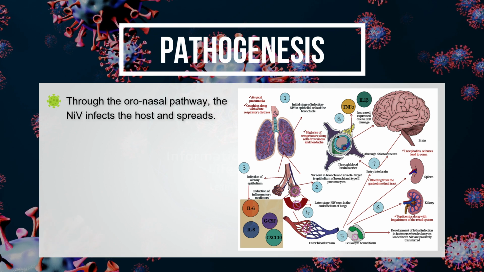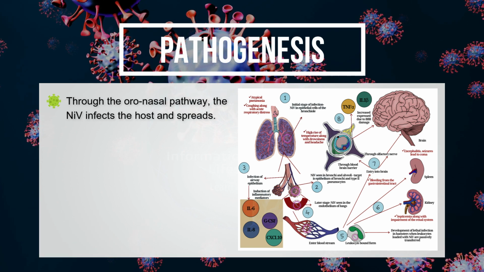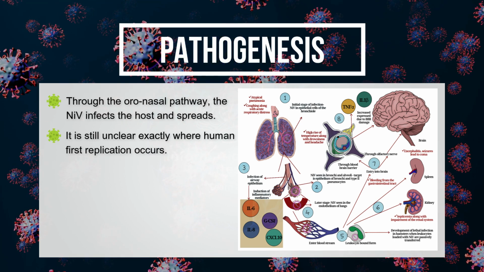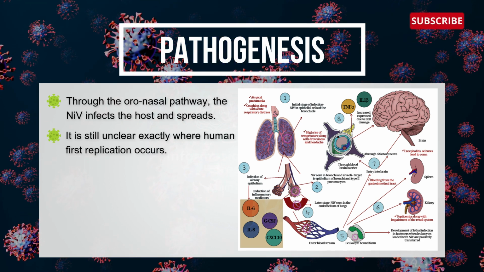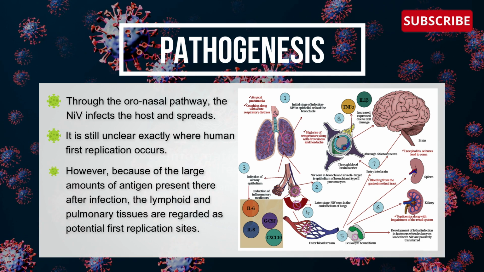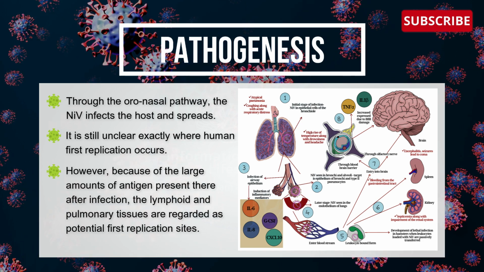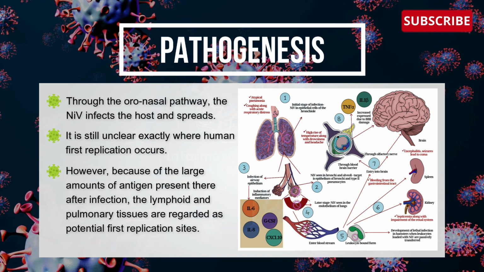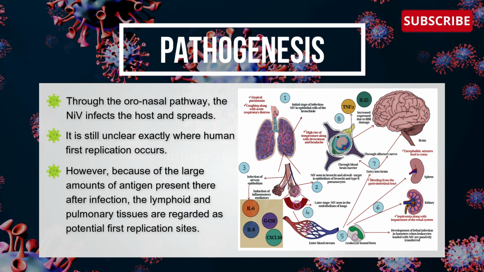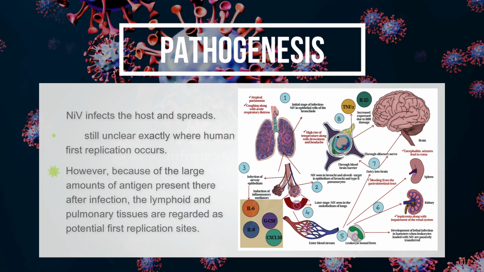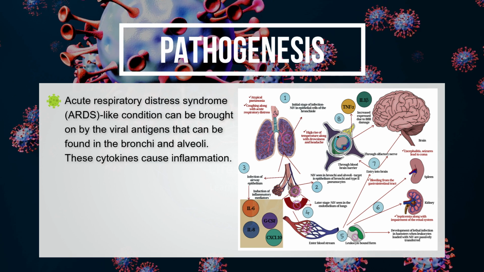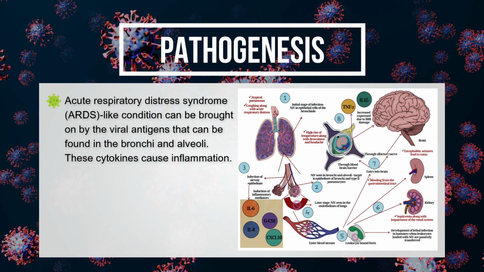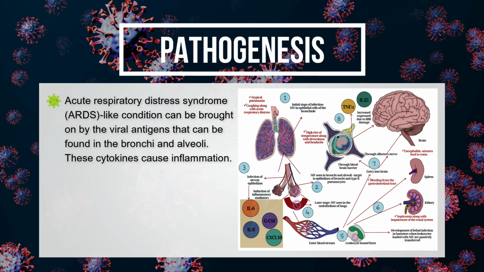So, to summarize it, through the oral nasal pathway, the Nipah virus infects the host and spreads. It is still unclear exactly where the first replication occurs in humans. However, because of the large amounts of antigen present there after infection, the lymphoid and pulmonary tissues are regarded as potential first replication sites. Acute respiratory distress syndrome-like conditions can be brought on by the viral antigens that can be found in the bronchi and alveoli.